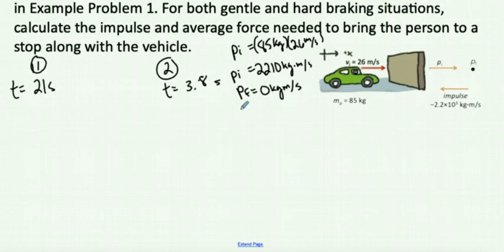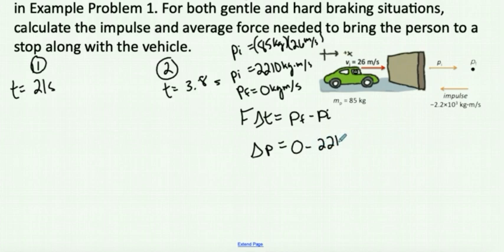So if we want to calculate the impulse, remember that's F delta T equals final minus initial momentum. Well, this is the impulse here, so really we're just looking for delta P, or change in momentum, to get our impulse here. So it's going to be 0 minus 2,210 kilograms times meters per second, so our change is just negative 2210. And if we wanted to make that in labels of impulse, that is going to be Newton seconds. Okay, so that's going to be our impulse that we're going to be using.